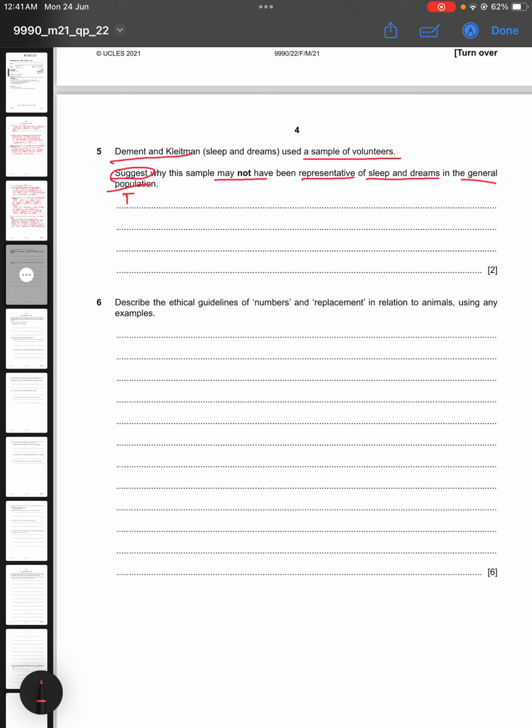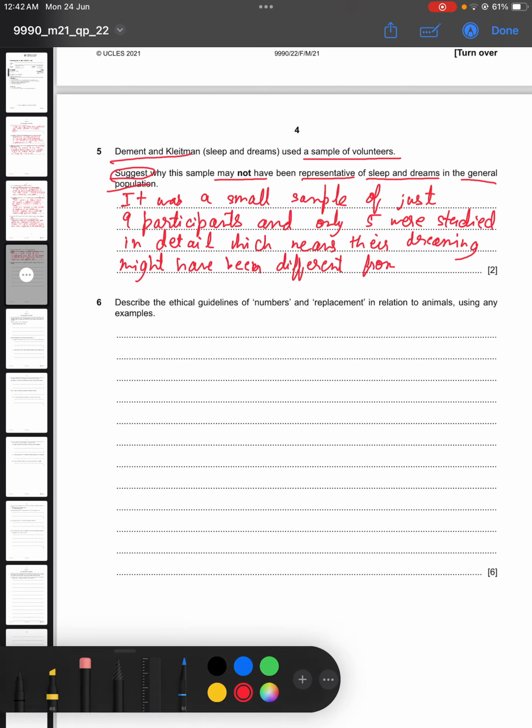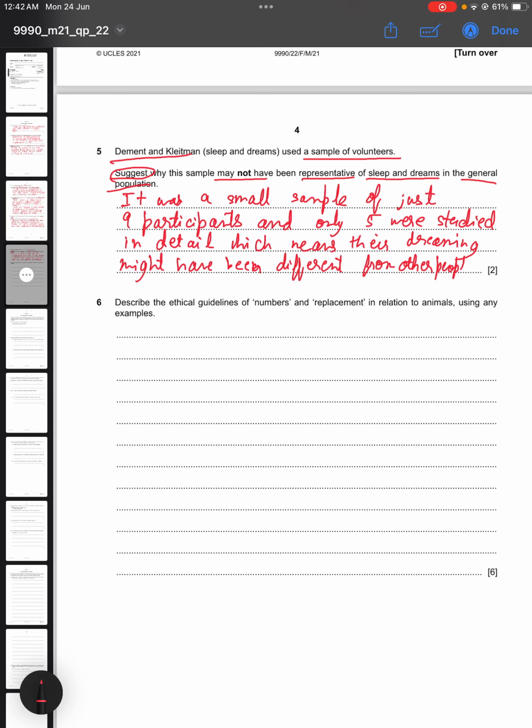So you can write that it was a small sample of just 9 participants, and only 5 were studied in detail, which means their dreaming might have been different from other people in the general population.